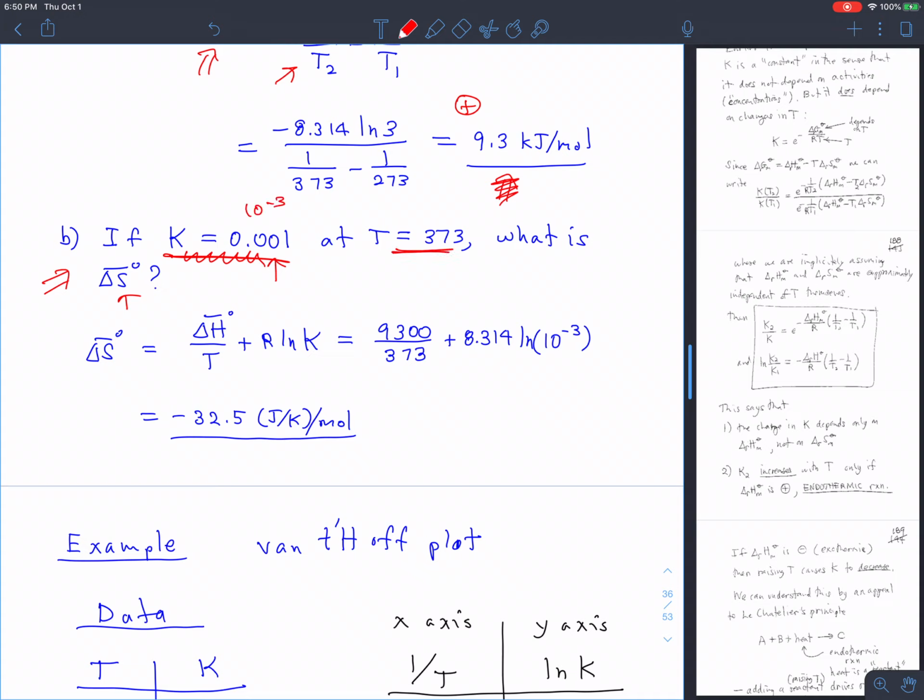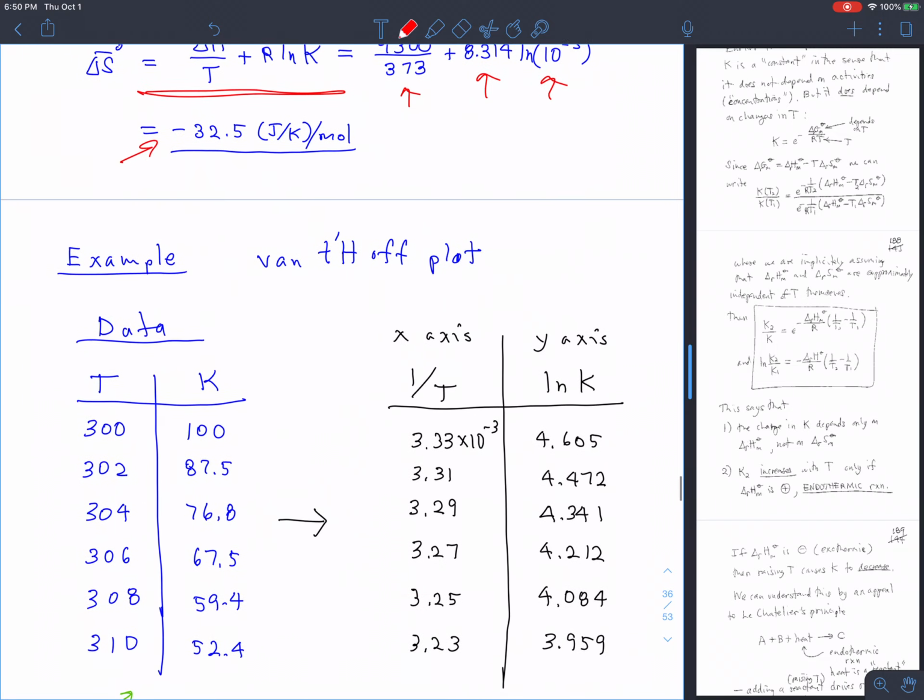At a particular temperature of 373, what is the value of delta S? Well, we can use the formula we derived last time. It's delta H over T plus R log K. We now know delta H is 9,300 divided by 373 plus 8.314 times log of 10 to the minus 3, and that gives about minus 32.5 joules per K per mole.